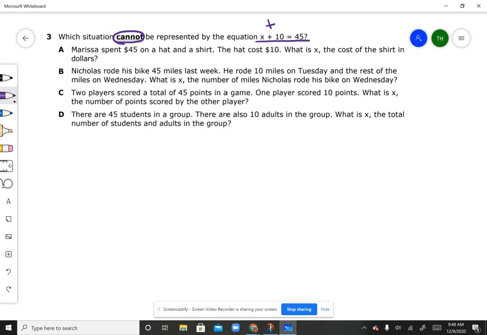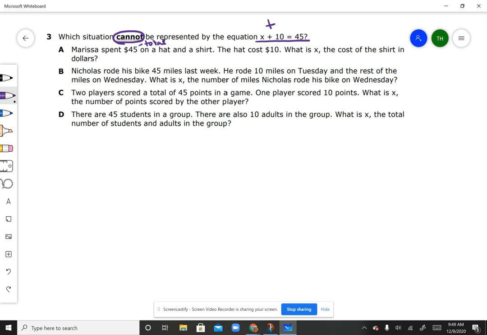Okay. Marissa spent $45 on a hat and a shirt. The hat cost $10. What is X, the amount of the shirt in dollars? Okay. So this one says that she spent $45 total. Okay, so the 45 is her total on a hat and shirt. The hat cost $10. What is X, the cost of the shirt in dollars?